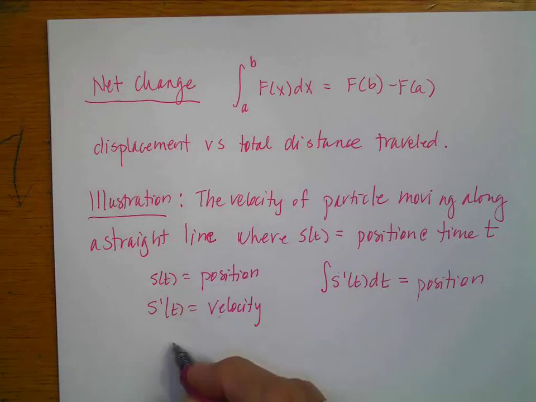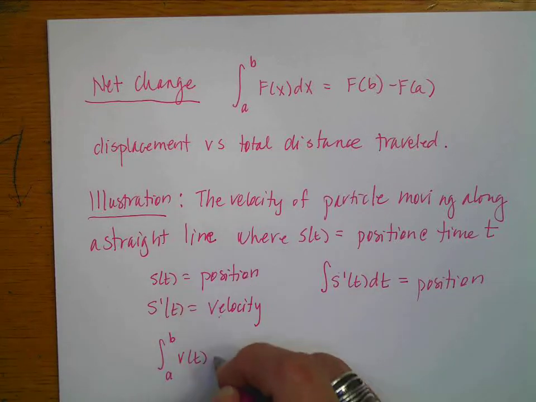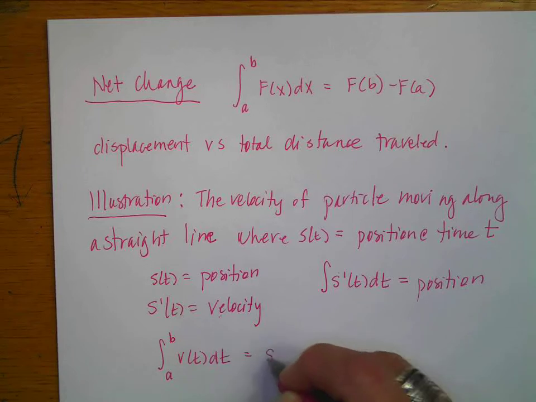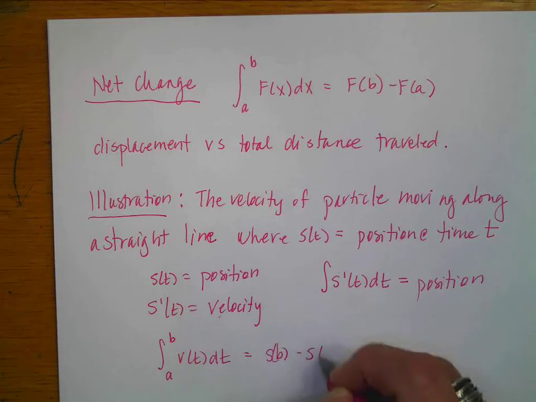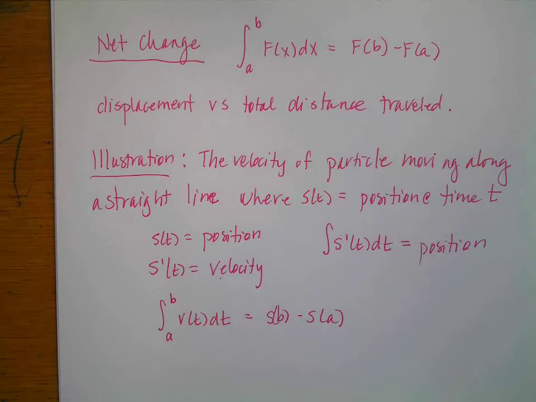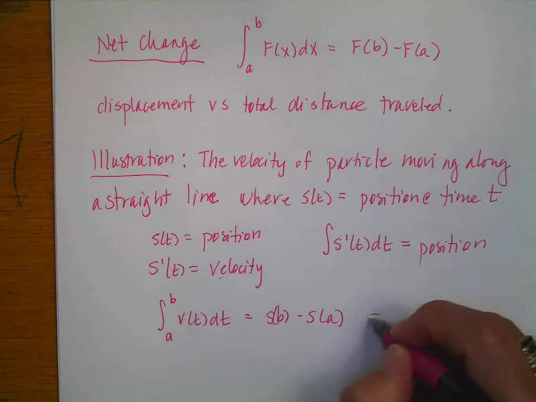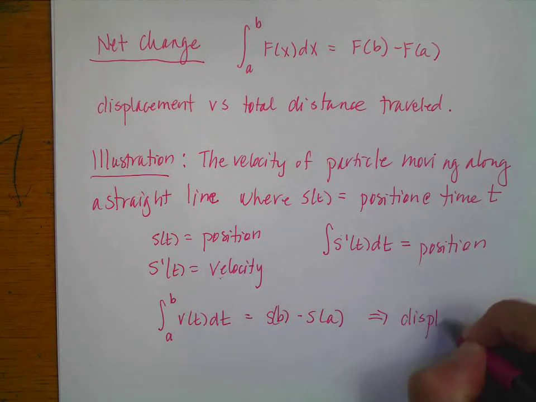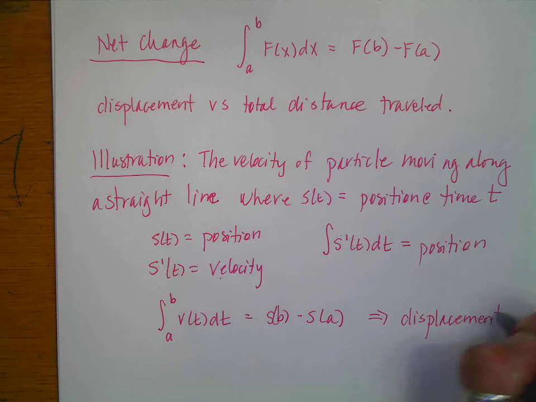Okay, another way to think about this as part of the net change is that the integral from a to b of v of t dt is just going to be s of b minus s of a. Sometimes I may or may not have the integral, and so it's kind of like the mean value theorem, but I can find the position function and just evaluate it at the endpoints, the difference of the endpoints, and then this would give me displacement or net effect.